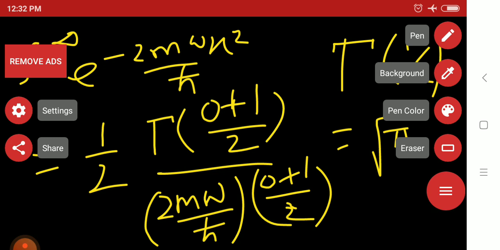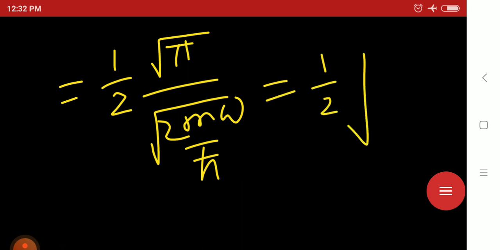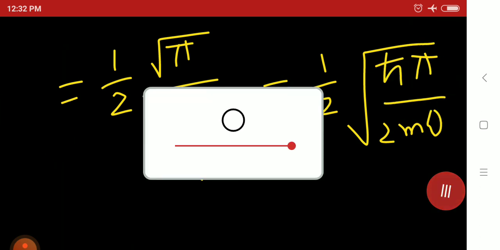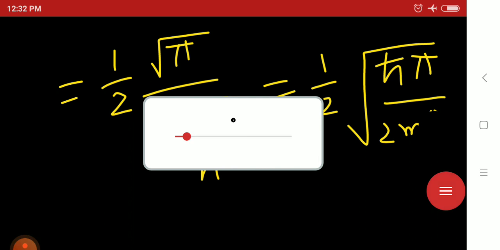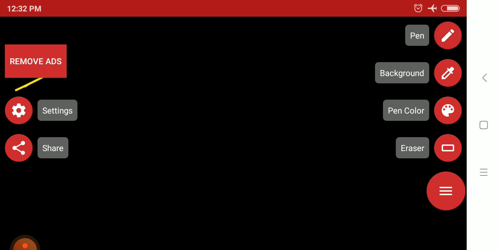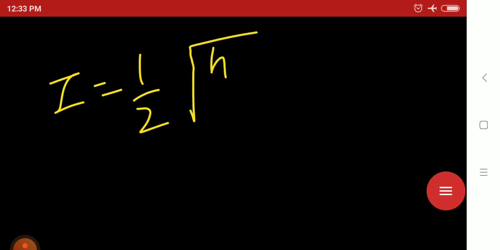So what we are getting here? We are getting half into root pi into root 2m omega by h cut. So what we can write here? Can write half into h cut pi divided by 2m omega, writing properly, divided by 2m omega. Now writing that constant term. So here first I equals what we have got: half into root h cut pi divided by 2m omega.